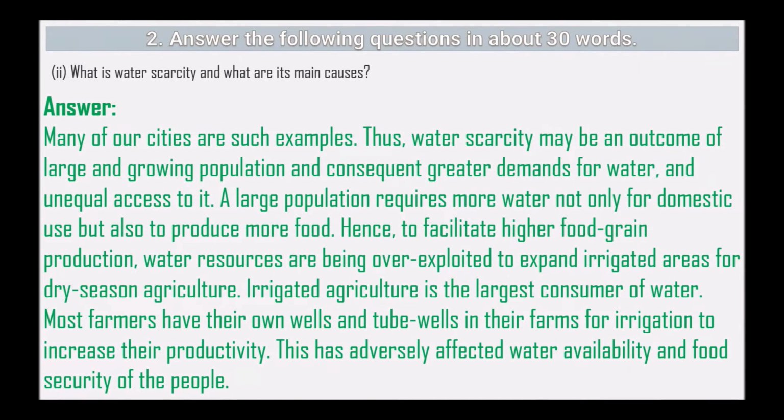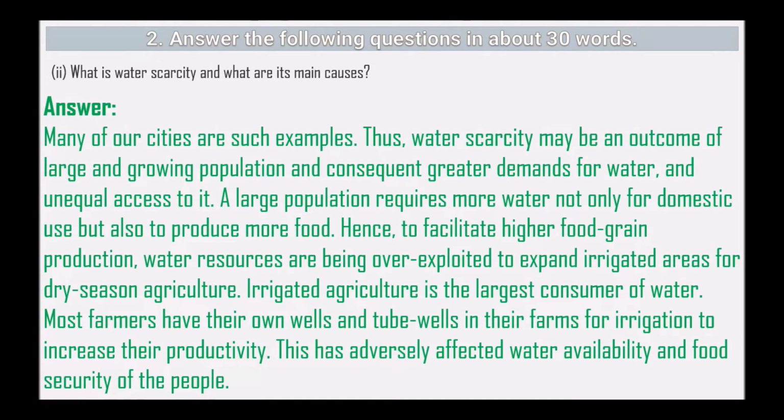Next, what is water scarcity and what are its main causes? Many of our cities are such examples. Thus, water scarcity may be an outcome of large and growing population and consequent greater demands for water and unequal access to it. A large population requires more water not only for domestic use but also to produce more food. Hence, to facilitate higher food grains production, water resources are being overexploited to expand irrigated area for dry season agriculture.